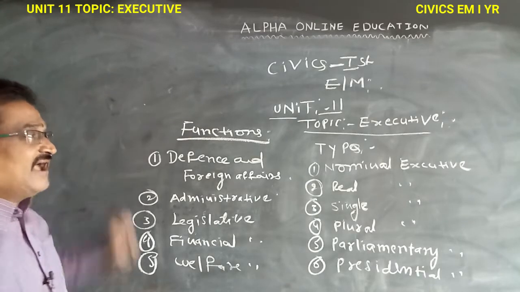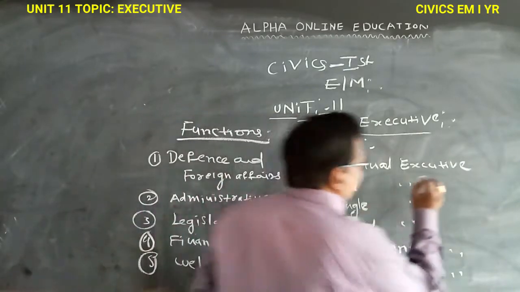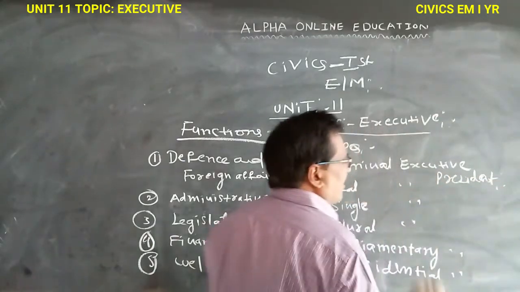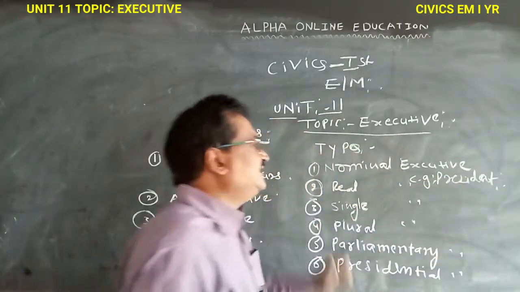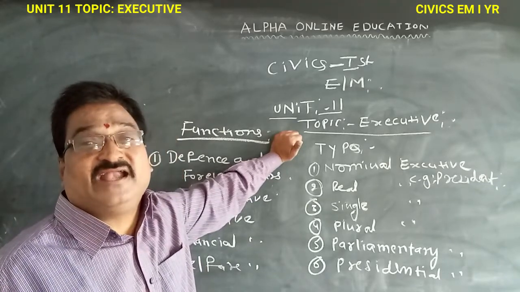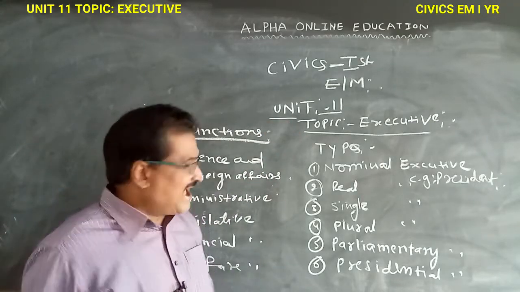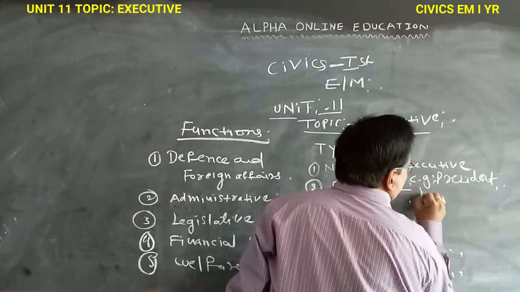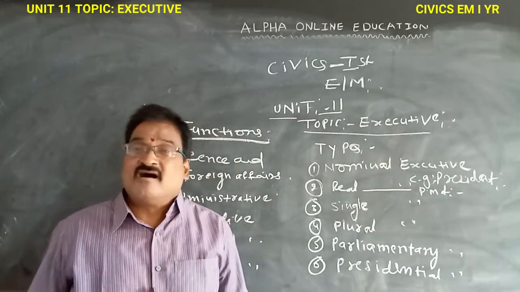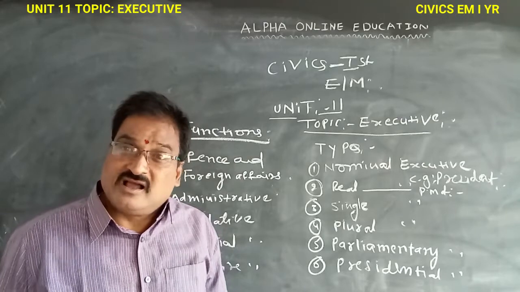Here are the types of executive. One is the nominal executive. For example, the President of India is a nominal executive. The total administration of India is in his name, so he is nominal. And then the real executive: the Prime Minister of India and the ministers. Those are all real executives.